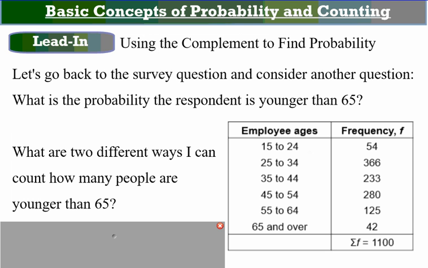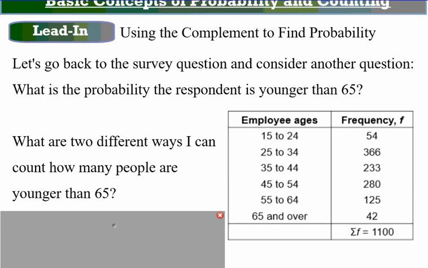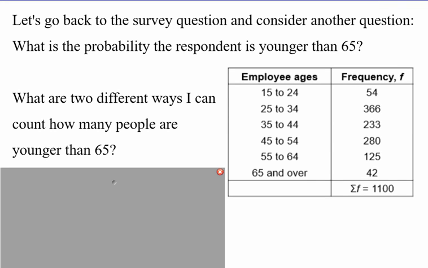The last topic that we'll talk about is using what's known as the complement to find a probability. It's kind of like a shortcut. So let's go back to the survey question and consider another situation. What's the probability the respondent is younger than 65? And there are 2 ways that I could calculate how many people are going to be younger than 65.